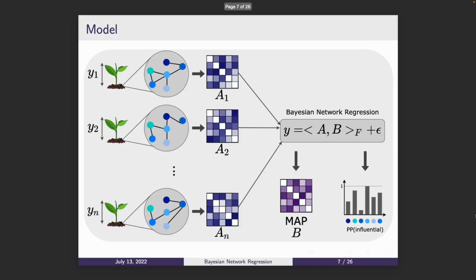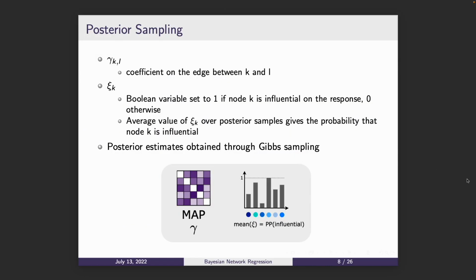So let's get into a little bit more detail about the model. In general, we view the response Y as the inner product of A, an adjacency matrix describing the relationship between the microbes, and B, a matrix of coefficients on those edges, plus some random error. This model allows us to get estimates not only of the coefficient matrix, but also of the probability that each microbe is influential on the response. And we obtain these estimates using Gibbs sampling.